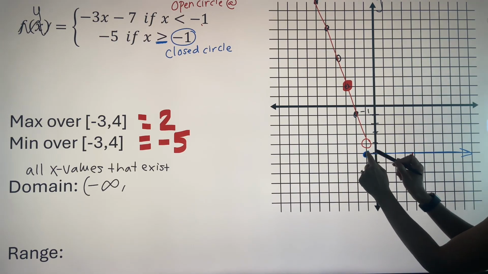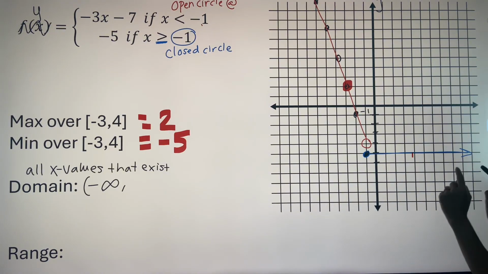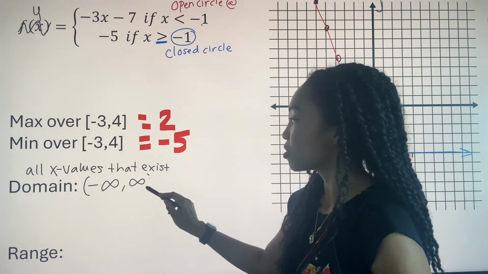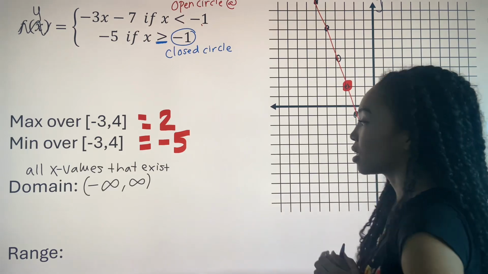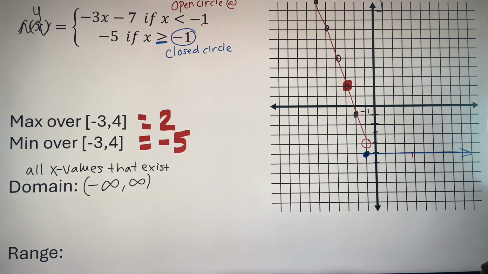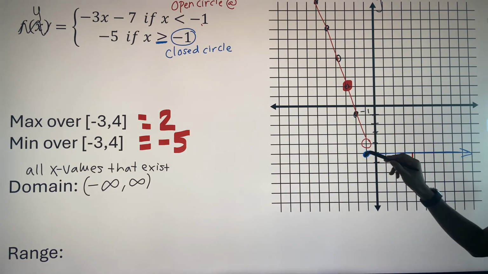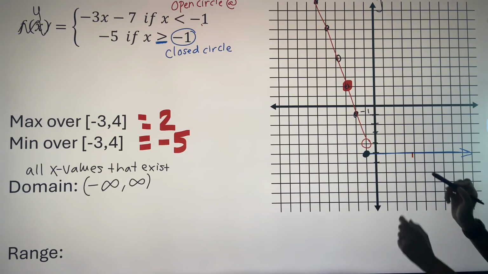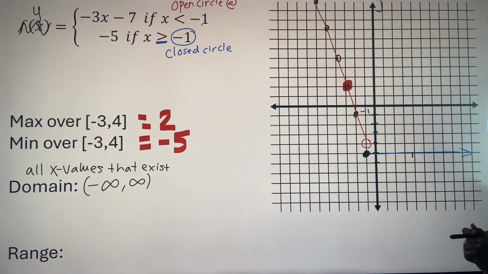So let's continue. It just goes forever to the right. So this is all real numbers. Your domain encompasses everything. Negative 1 was not an issue because there's a closed circle right here, even though that one was open.